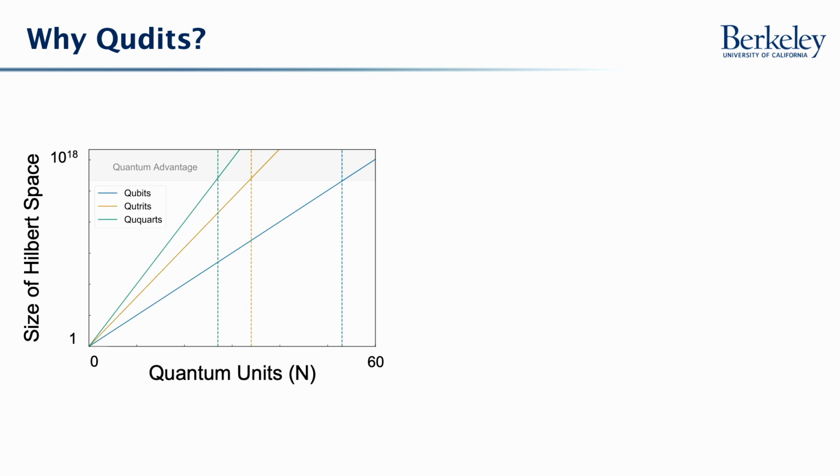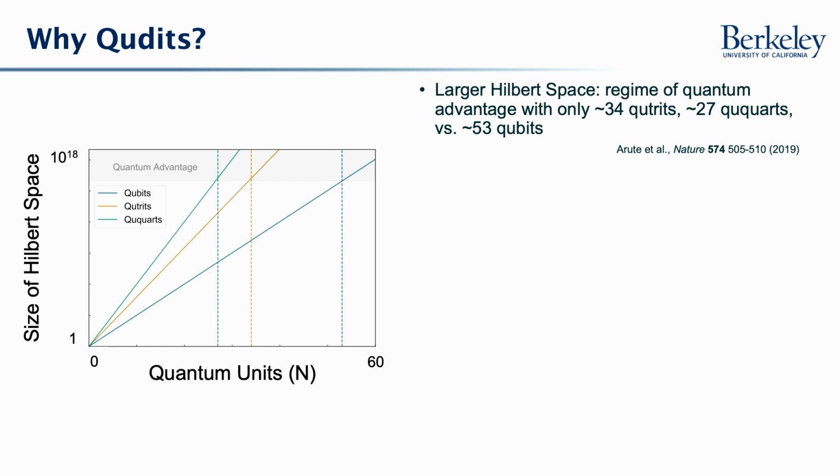Okay, so we've already heard a bunch of reasons at this conference for why qudits are interesting. So at Berkeley, here are some of the reasons we are excited about working with qudits. I guess this large Hilbert space argument has already been made. But one can still think about, for a naive problem like random circuit sampling, probing the regime of quantum advantage with, say, half as many qquarts as required qubits.